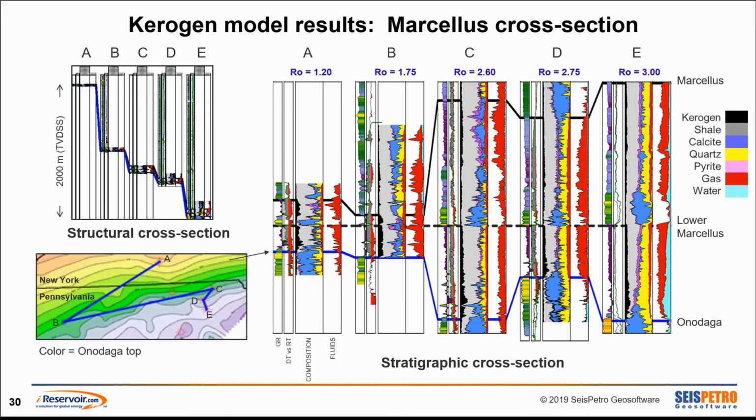When we plot the results for the different wells in cross-section, this is what we obtain. Again, there are 4 tracks for each well. The first track is the gamma ray. The second track is a comparison between DT and RT logs. The third track is the composition that came from the nonlinear optimization, and the last track is simply the fluids.